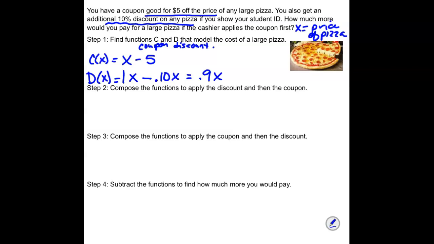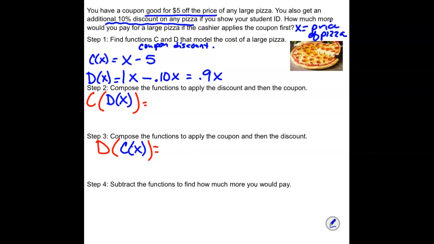All right, so the next step says now compose the functions to apply the discount and then the coupon. So we're going to take our x price, we're going to apply the discount, and then we're going to apply the coupon. Okay? And we'll come back to that in a second. Step 3 says to compose the function so we apply the coupon first. So now we're going to do a coupon on our initial price, and then apply the discount after. Okay, so we're doing these in 2 different orders.